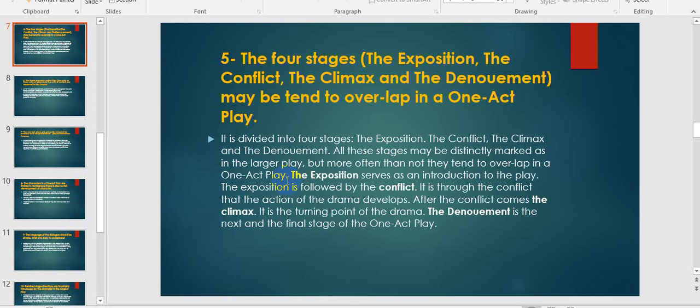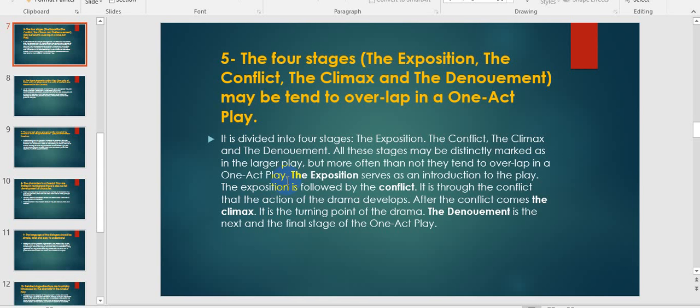The exposition is followed by the second stage, which is conflict. It is through the conflict that the action of the drama develops. The conflict means a struggle between 2 opposing forces. The conflict may take different forms. There may be a struggle between 2 opposite interests, ideas, persons, groups of persons, or the hero and his fate or circumstances, like in the classical theater or plays.